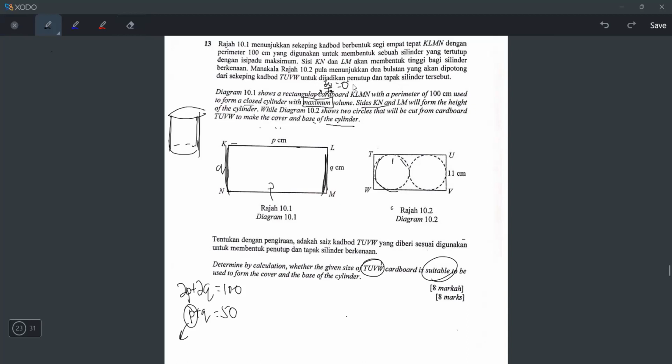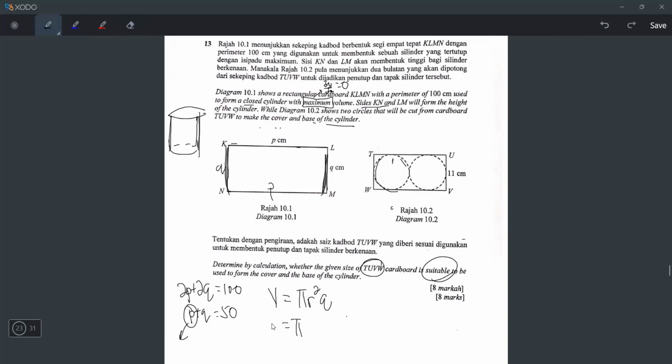First, you need to know that differentiating volume equals 0. So you need the formula for volume. The formula for the volume of a cylinder is πr²h. The r you write as r, but the h you cannot write as h. The h for this one, they use q to represent, so you have to write q actually.